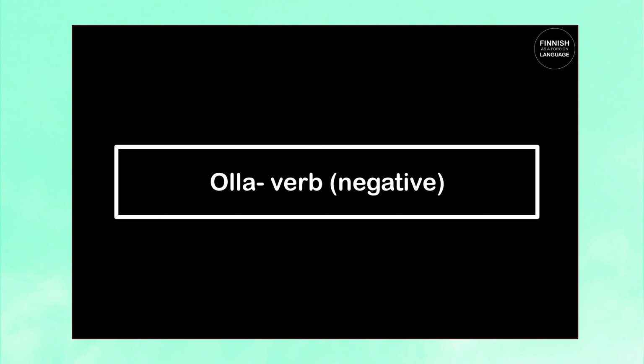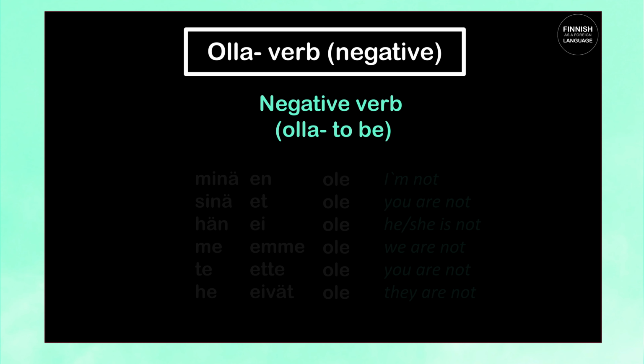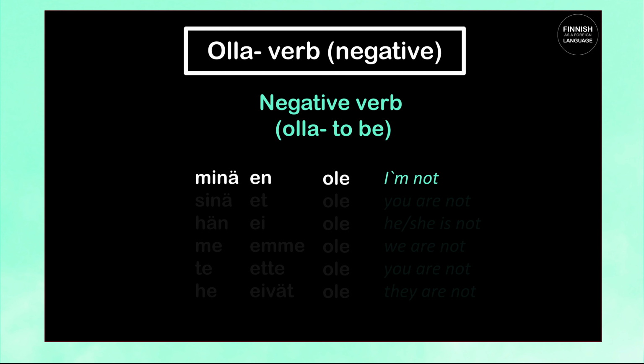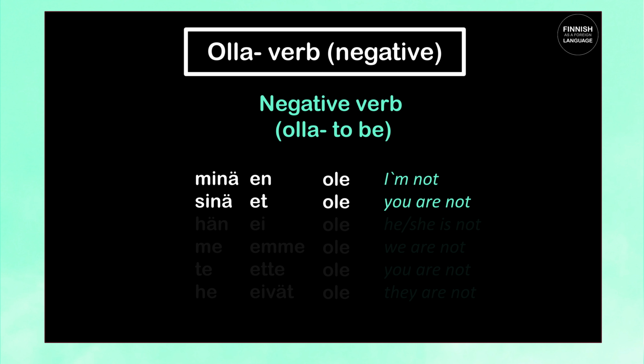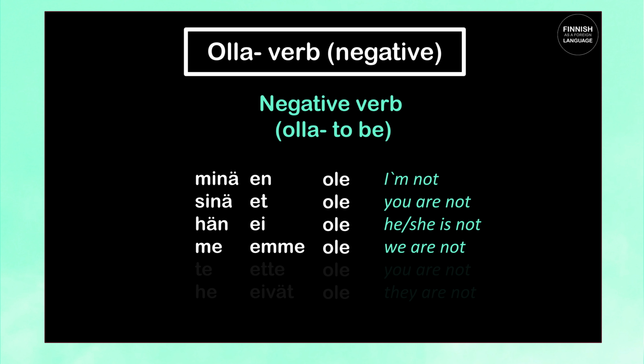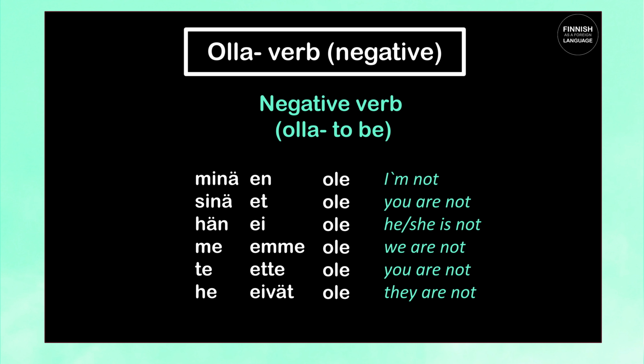Nice. Now let's move on to our third chapter, the olla verb in its negative form. So olla means to be. When we want to say I'm not, then we say minä en ole. You're not is sinä et ole. He or she isn't, hän ei ole. We are not is me emme ole. You are not is te ette ole. And they are not is he eivät ole.